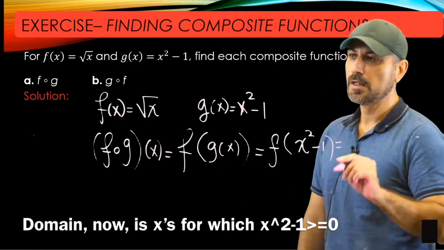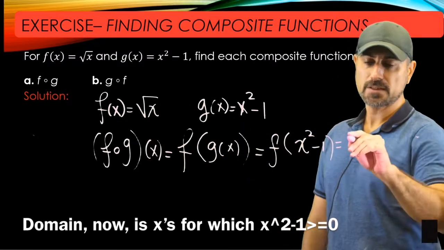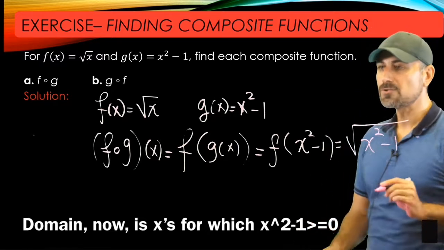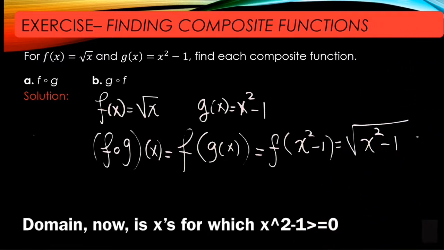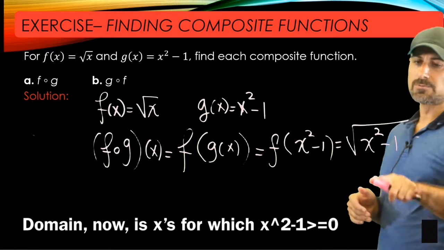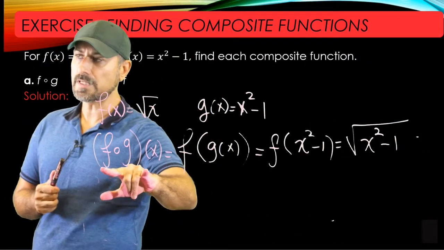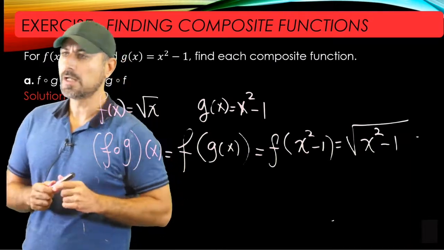Okay, so let's just do it. Well, we have one square root of x here, so I'm going to replace x by x squared minus 1. So I have the square root of x squared minus 1. So the composite function, which is the composition of root x and x squared minus 1, is the root of x squared minus 1. Here the order is very important. As you see, f comes before g, and that's what you get.